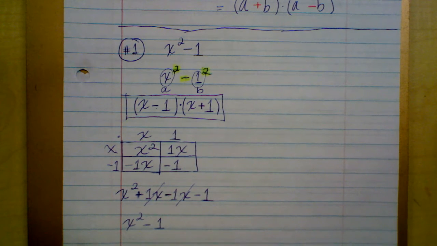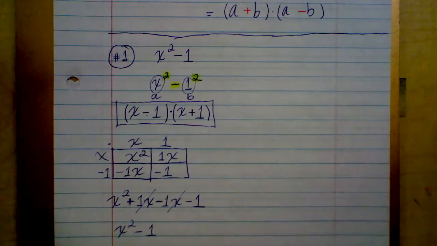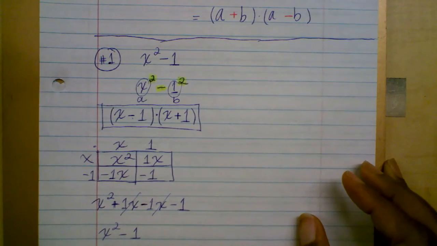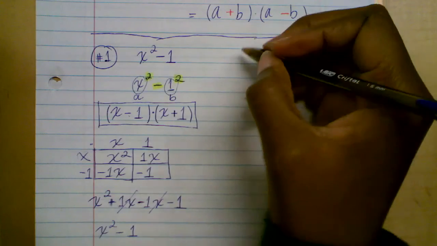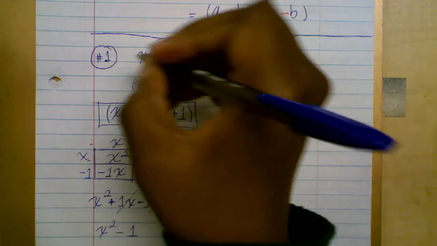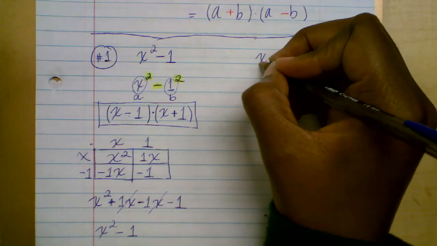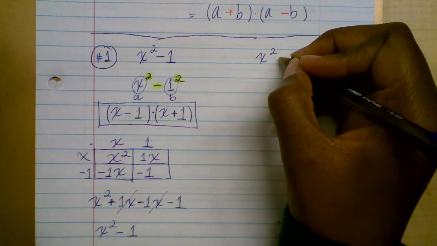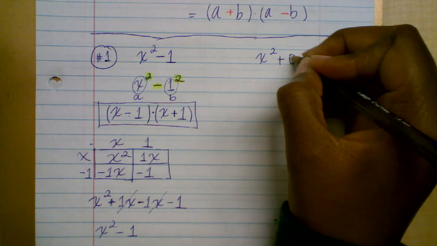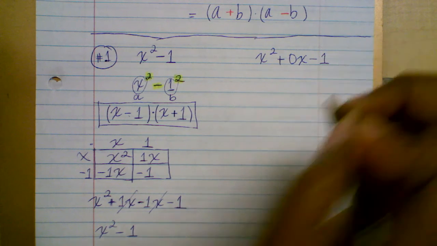Okay, so for some of you, if you don't remember the formula for now, the formula seems confusing, I can show you another way you could have factored this. And it will work because this is pretty simple, it's basic. I can rewrite x squared minus 1 as x squared plus 0x minus 1.